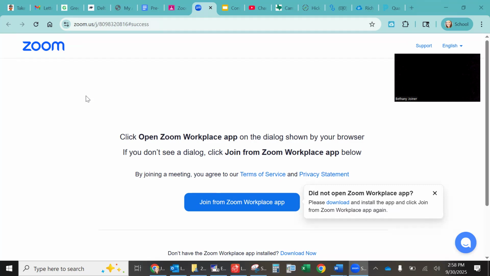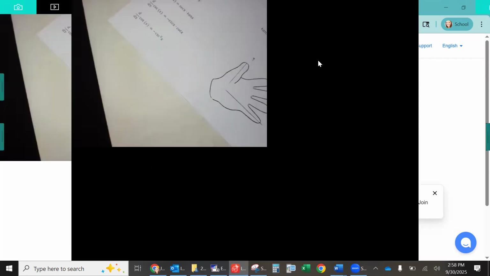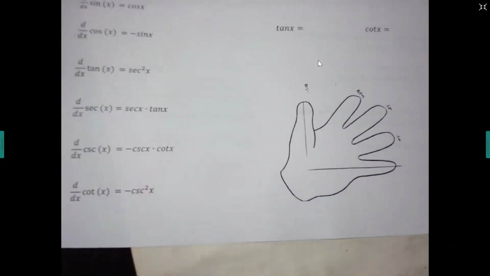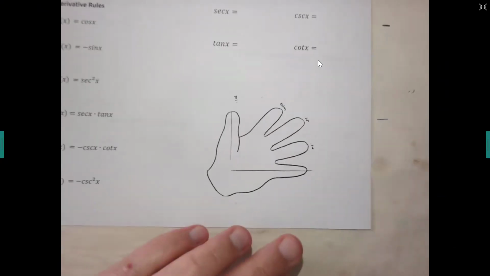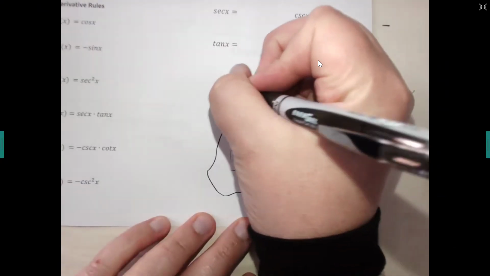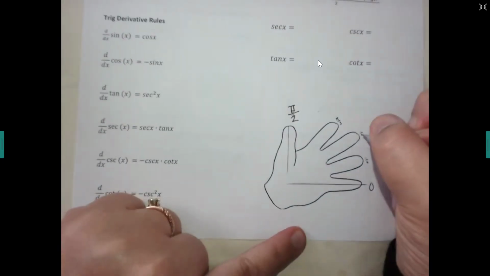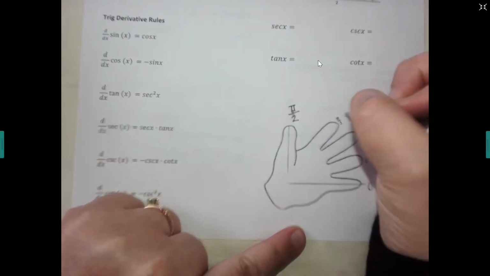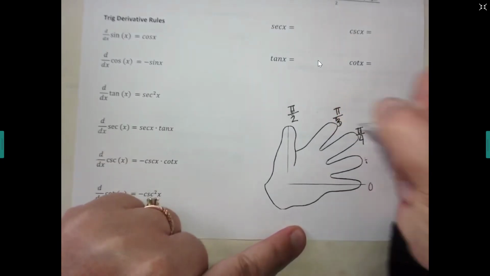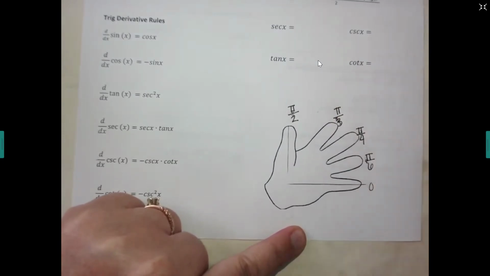Right, so on your sheet, will you go down to where the little hand is that I pulled off Google and write your reference angles? If you don't remember, which one is the pinky? 0. Okay, the thumb is pi halves. Then your middle finger is pi fourths. Then this one is pi thirds. And then this is pi sixths. Okay?